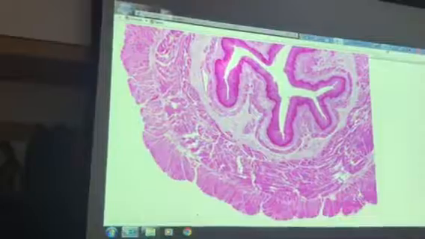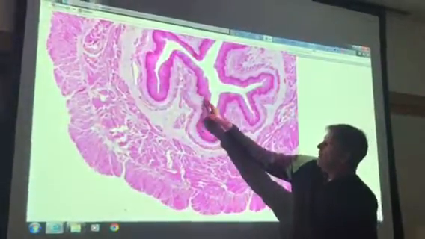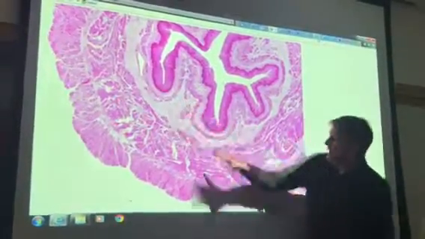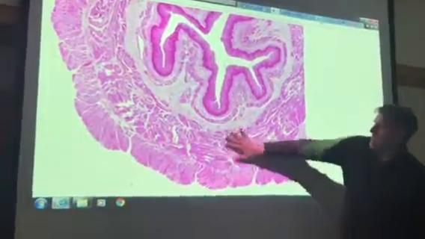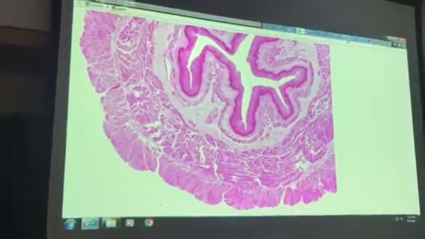More esophagus, very quickly. Stratified squamous epithelium, lamina propria, muscularis mucosa, submucosa, muscularis layer, and then it actually looks like they sort of removed the adventitia. You're not even really seeing it there.